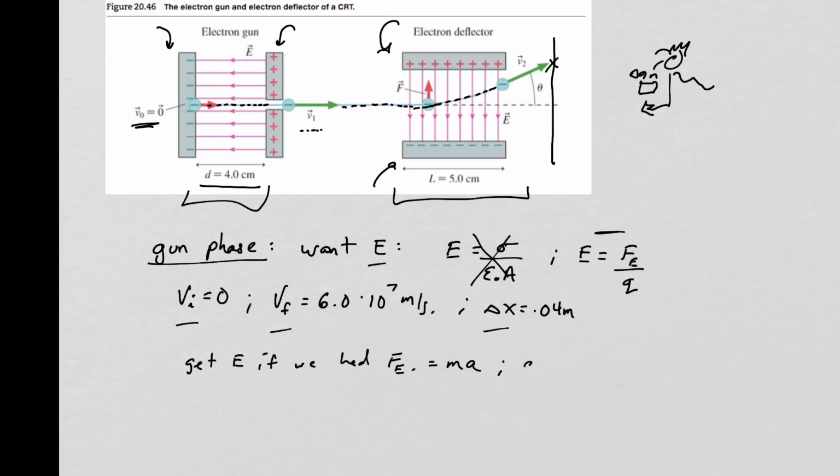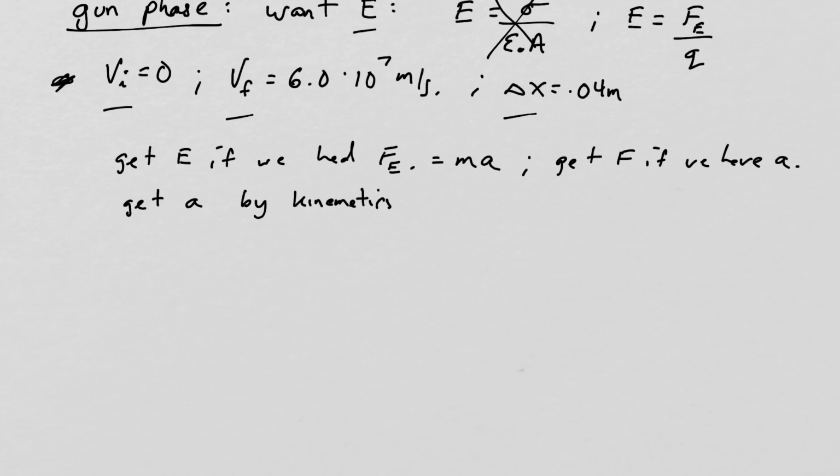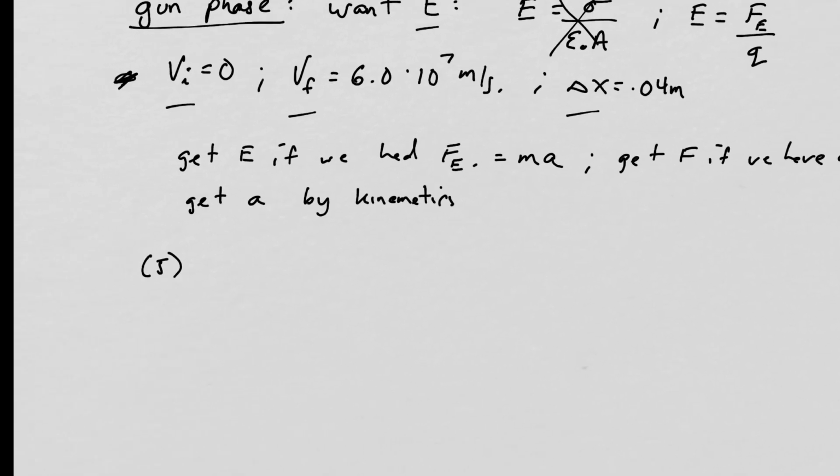We can get F if we have A. And how do we get A? We can get A by our good old kinematics, right? Because look at all this wonderful stuff that we're given here. So let's do it. Remember equation 5? That one says that V final squared is equal to V initial squared plus 2A delta x. Put a check mark next to what we know and underline what we don't. This one only has one unknown, so we can solve this right away for the acceleration.